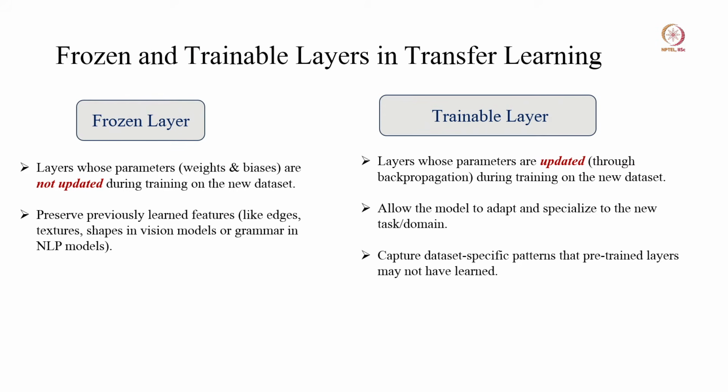So, basically what is happening is we are taking a pre-trained model which is trained on a generalized dataset, and then we are making it specialized using some specialized small dataset. During the training of these trainable layers, it captures the dataset specific patterns that the pre-trained layers may not have learned because they have never seen the images of this kind, or even if they have seen, it might not be this many, in case of your general data set.